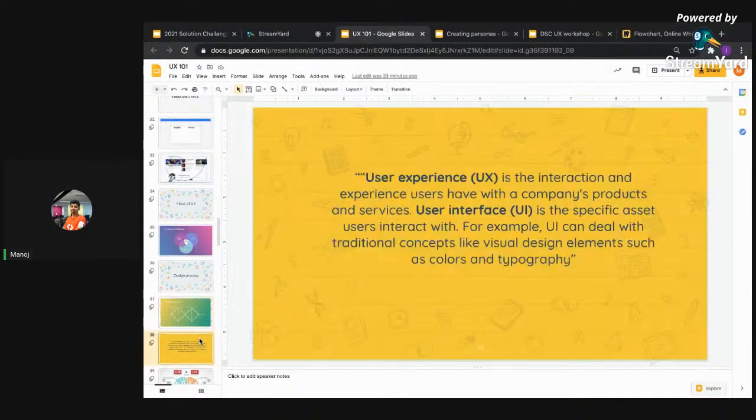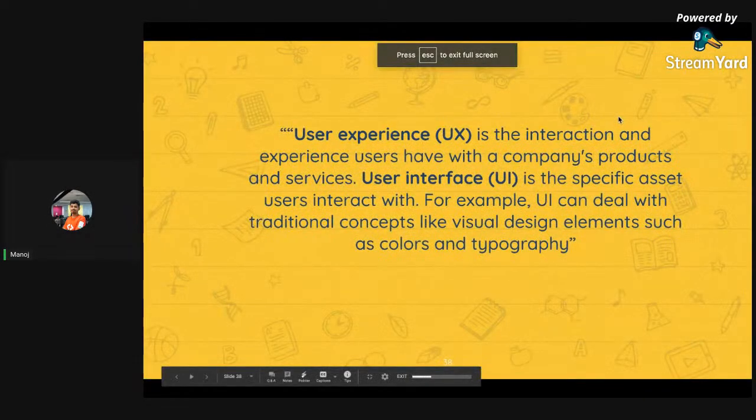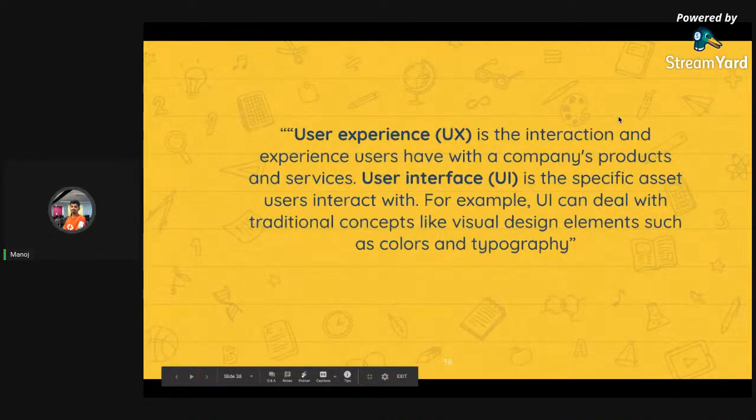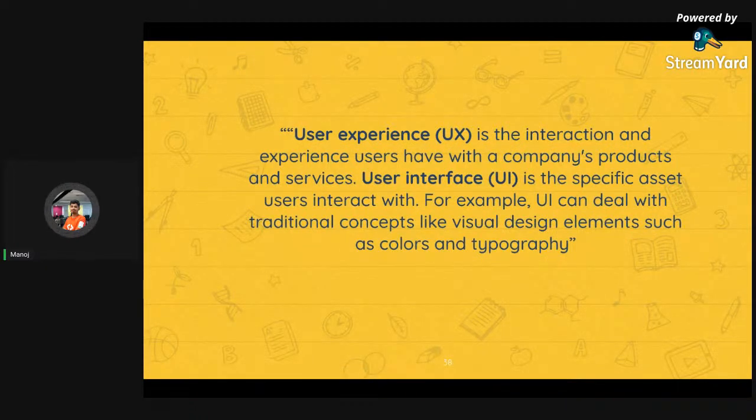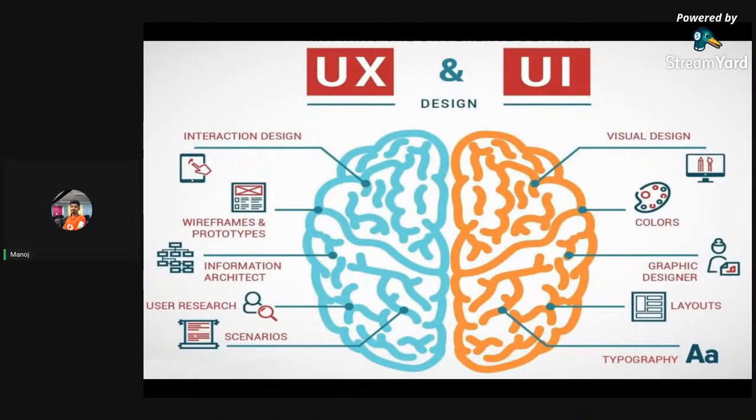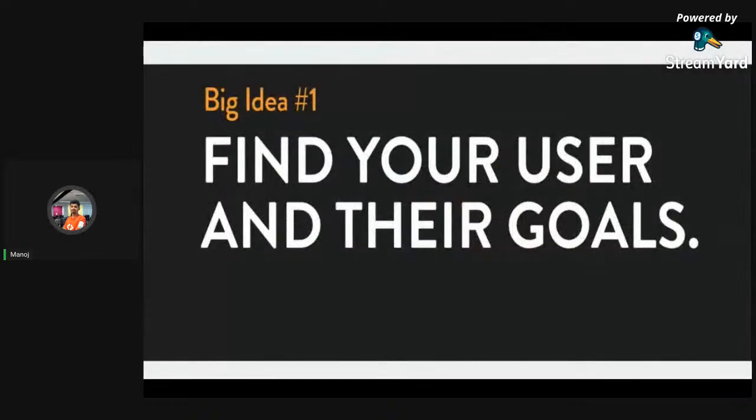Yeah. So the next one is user experience, which is the interaction and experience users have with the company's products and services. And user interface is the specific asset the user interacts with. So UI, as I told, is more of visual design elements such as colors and typography. So here you can see the difference. What are the differences between UI and UX? UI is more about the aesthetic aspect: visual design, colors, graphics, layouts, typography. And UX is more about interaction, wireframes, information, user research, and scenarios.